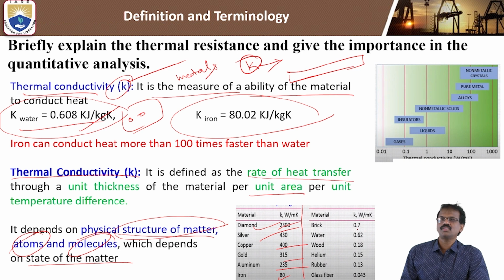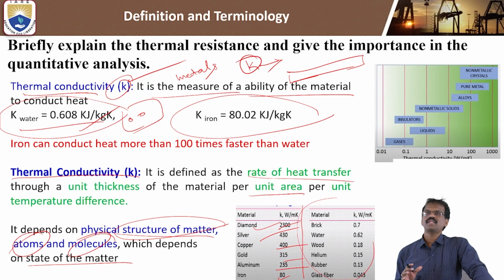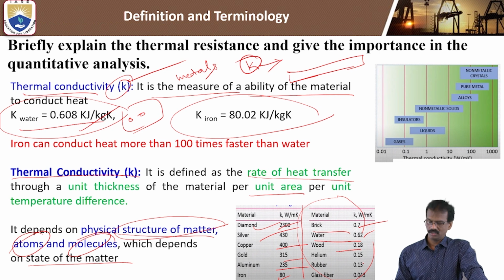Brick is 0.7. It is solid, but these non-metals don't have free electrons, so conductivity is very, very less. Those non-metallic solids are called insulating materials. So brick is an insulating material. The conductivity of water is very, very less. Wood is 0.18, helium 0.15, and rubber is 0.13.